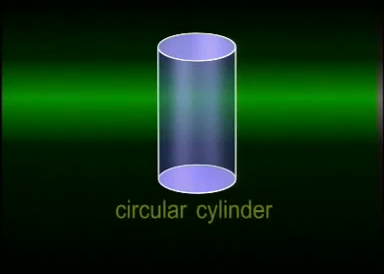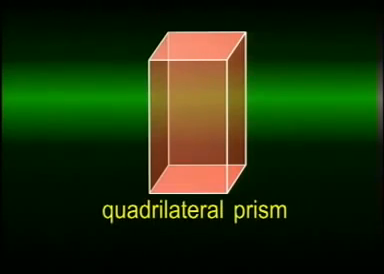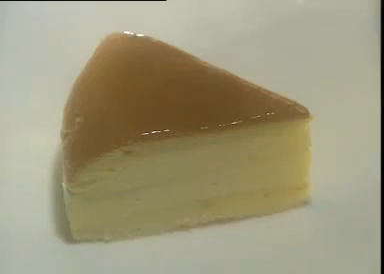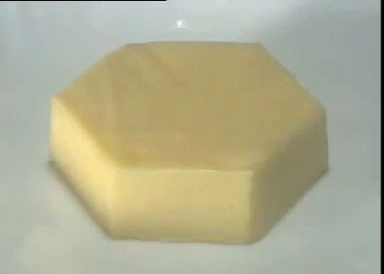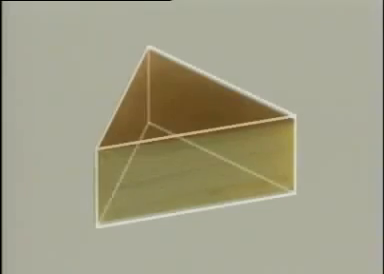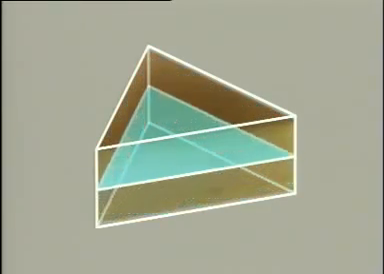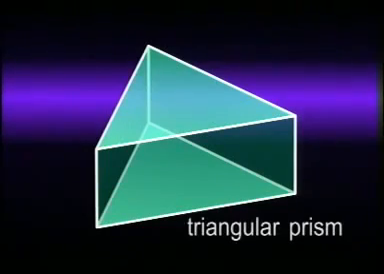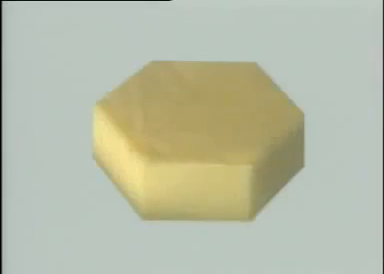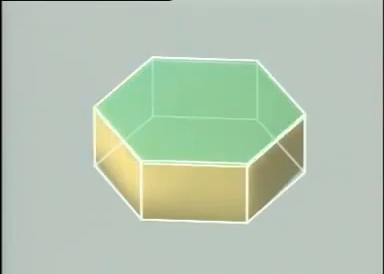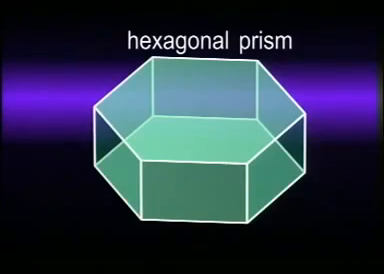A prism with a circular top and base is called a circular cylinder. And this one with a quadrilateral top and base is called a quadrilateral prism. And this piece of cake here and this cheese, they must also be prisms. That's quite right. This piece of cake here has uniform triangular cross sections. Therefore, it is a prism. We call it a triangular prism. This piece of cheese has uniform hexagonal cross sections. Therefore, it is also a prism. We call it a hexagonal prism.